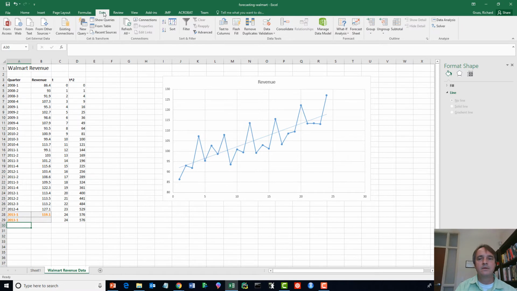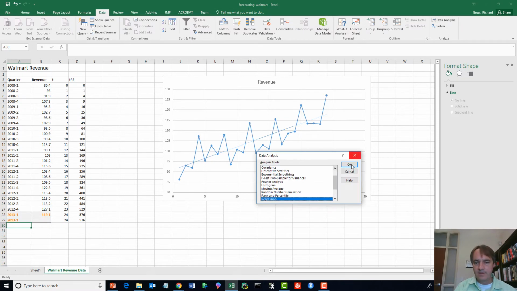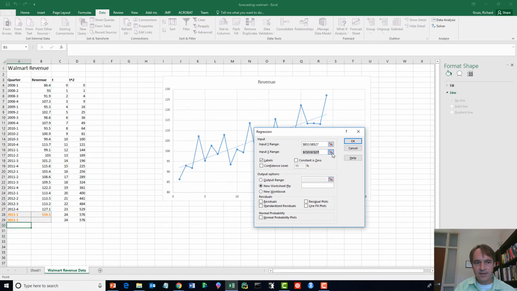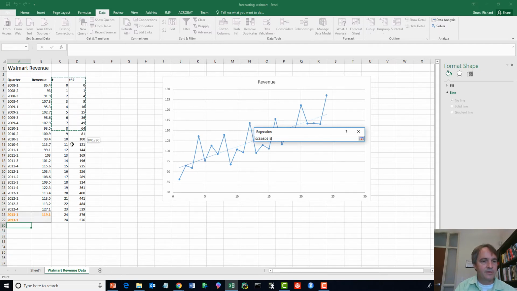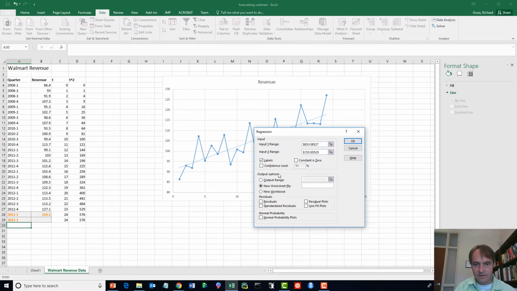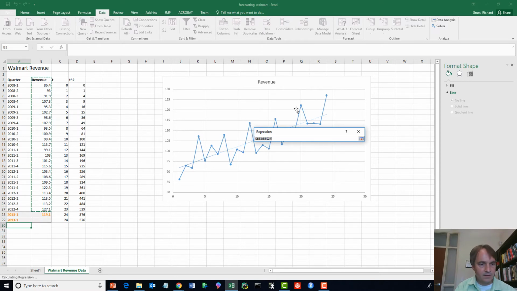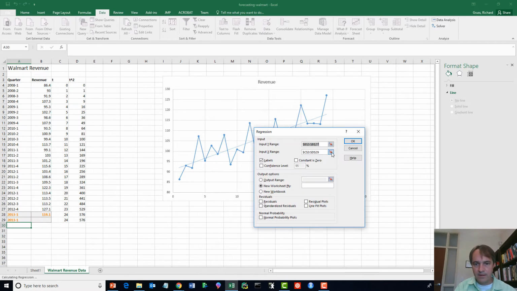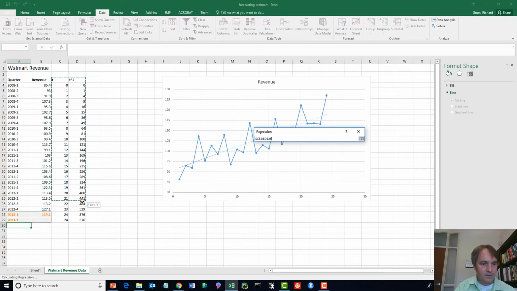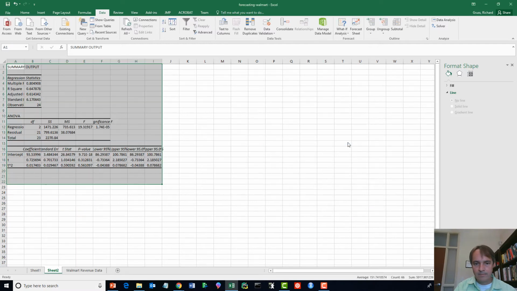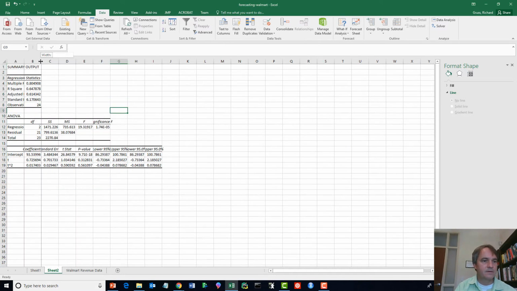So we'll do data analysis, regression. Y is the same. Y is revenue. Now we're going to take both of these as x variables, and I think I selected the labels. Okay, that looks good. Now let's take a look.